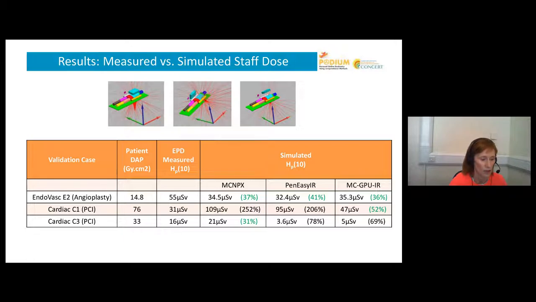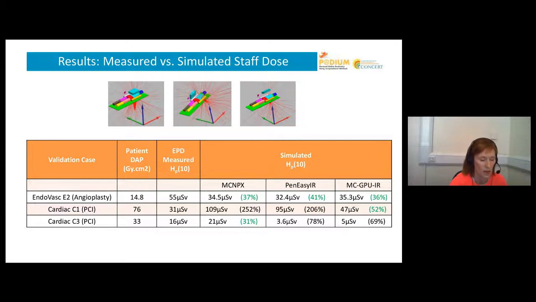If you look then at two of the cardiac cases in the other room, for the first cardiac case, we measured 31 microsieverts for the operator. But you can see there's more of a difference in this case between the three codes and in comparison to the measured value as well. Then if you look at the third case, we measured 16 microsieverts on the EPD. Again, for some of the codes there's quite good agreement and a little bit more of a difference in other cases.